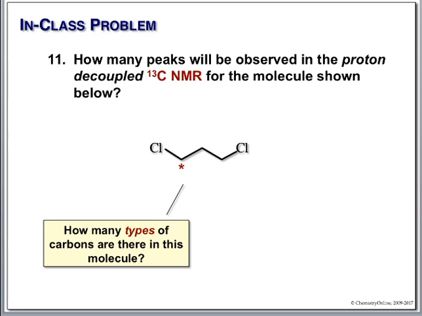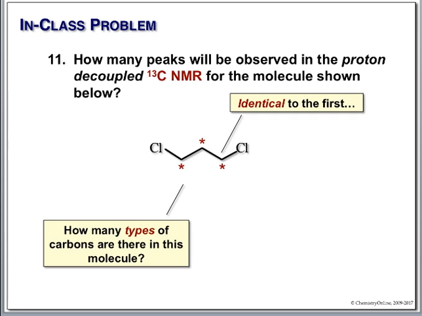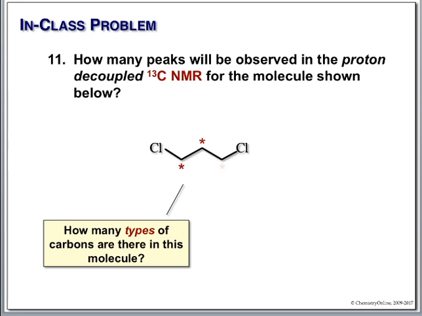Next to it, here in the middle, we have a carbon that's bonded to a carbon on both sides, and this guy has 2 hydrogens. And over here we have a carbon bonded to a chlorine and a CH2. But because we have symmetry right down the middle here, this one is the same as that one, and it doesn't count. So quite simply, how many carbons do we have? We have 2.